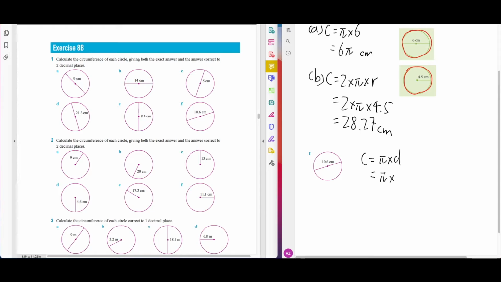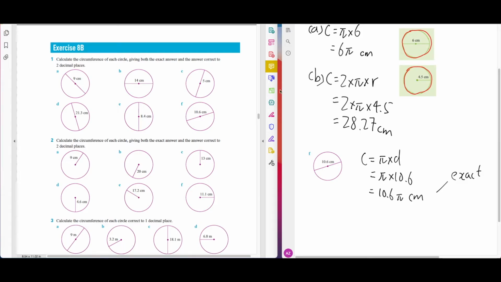The diameter is 10.6. So then if you want to give the exact answer, then the answer should be equal to 10.6 pi centimeters, right? So this is the exact answer.